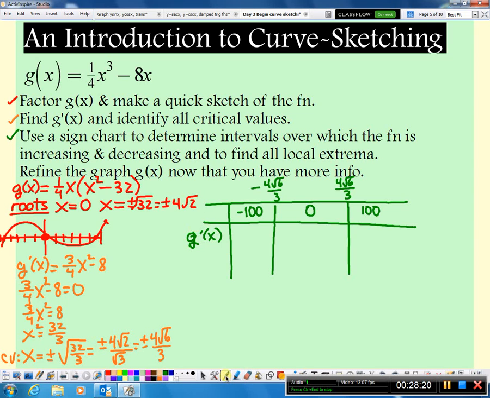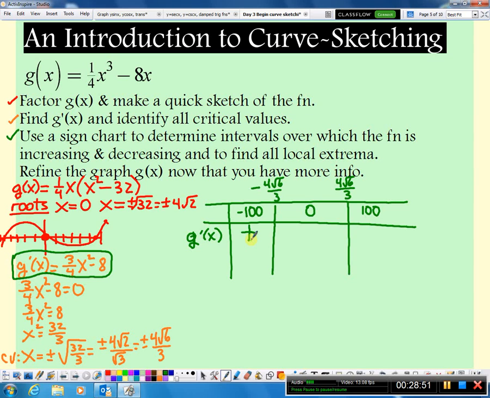So g prime of x I never really did simplify, so I'm just going to plug it in as is. Well, guys, I know negative 100 quantity squared is positive. And if I divide 100 by 4, I get 25, and 25 times that 3 would be 75. 75 minus 8 is positive. Since I plugged in really, really big test values, the signs are going to be real clear.